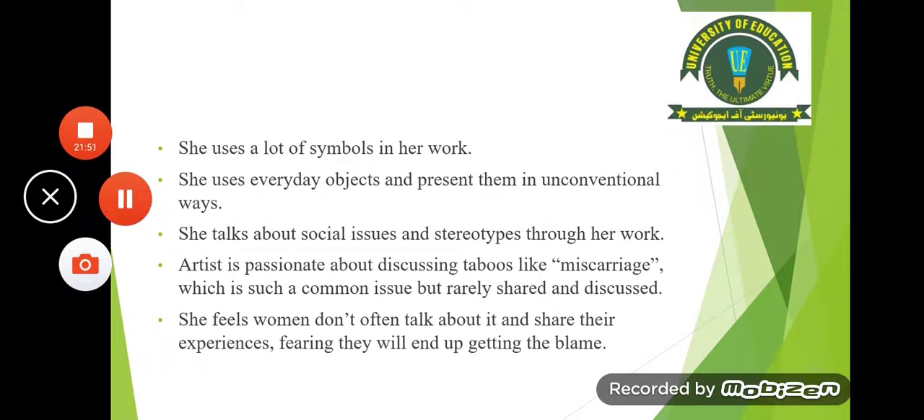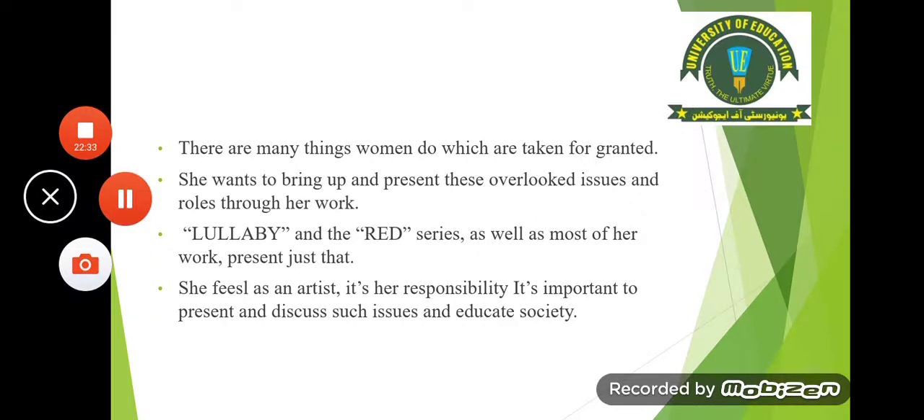She uses a lot of symbols in her work. She uses everyday objects and presents them in unconventional ways. She talks about social issues and stereotypes through her work. The artist is passionate about discussing taboos like miscarriage, which is such a common issue but rarely shared and discussed. She feels women do not often talk about it and share their experiences, fearing they will end up getting the blame. So she has expressed such kind of taboo feelings in her work. There are many things women do which are taken for granted. She wants to bring up and present these overlooked issues and roles through her work.